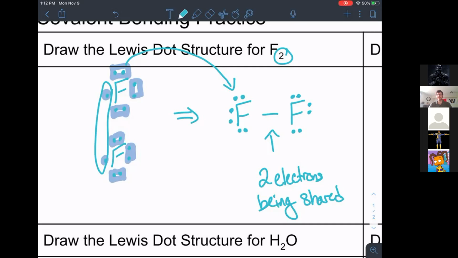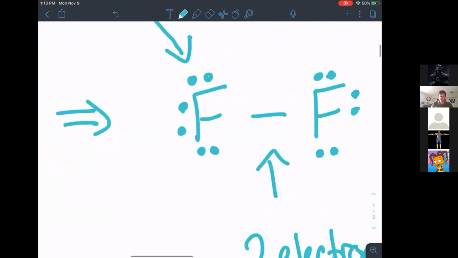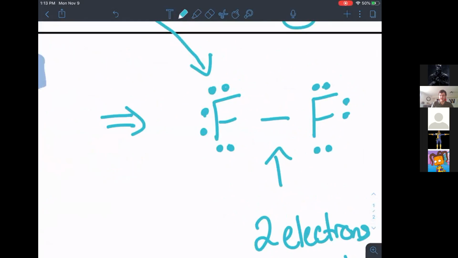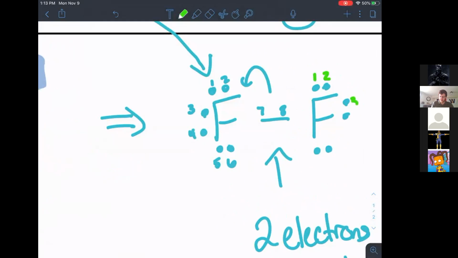Any questions on this one? So would you put the extra 2 in the Lewis dot structure? So this dash right here represents that there are 2 electrons. If we count them, we have 1, 2, 3, 4, 5, 6, 7, and 8 for this fluorine. And then if we count for the other fluorine, we have 1, 2, 3, 4, 5, 6, 7, 8. So the 2 that are in that line are automatically counted for both of our fluorines now.